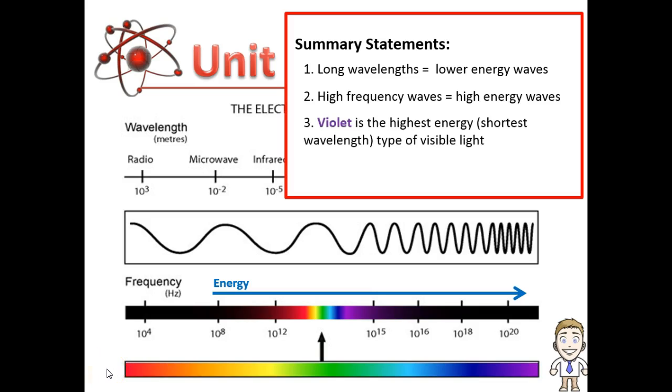We'll also focus a lot on the visible portion of the spectrum in chemistry. So you should know that violet light is the highest energy, shortest wavelength type of visible light over here on this end, whereas red, of course, is the lowest energy, longest wavelength type of visible light.